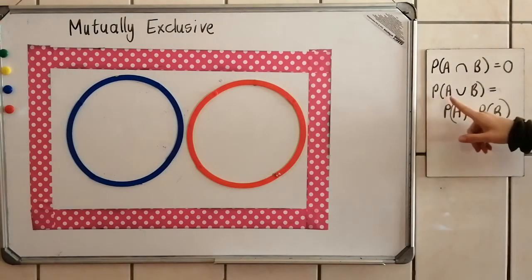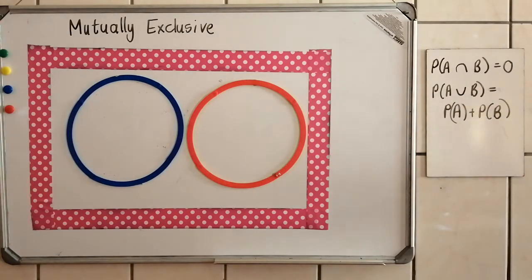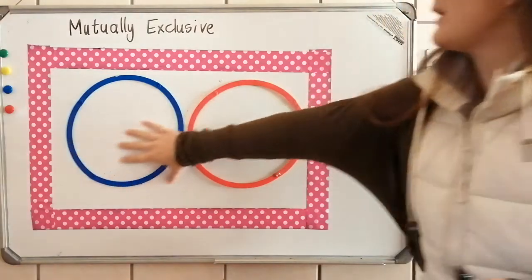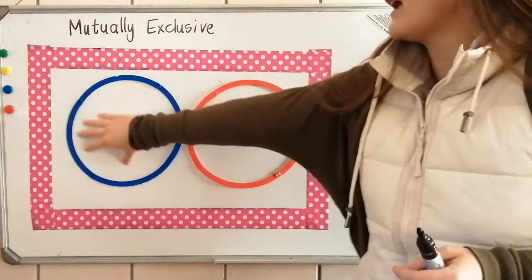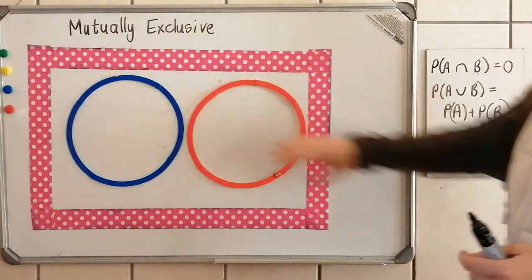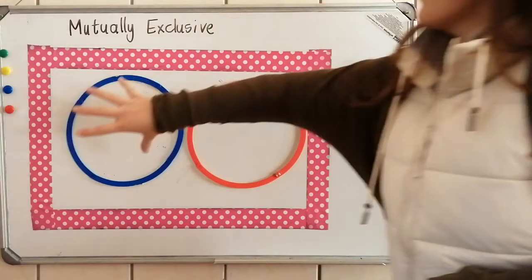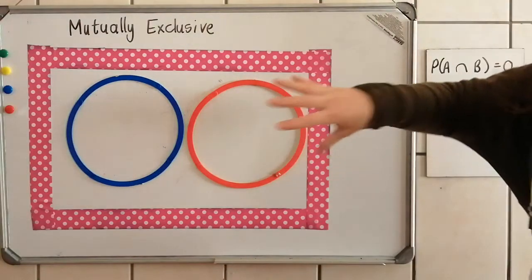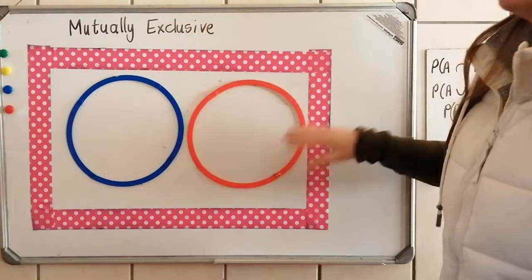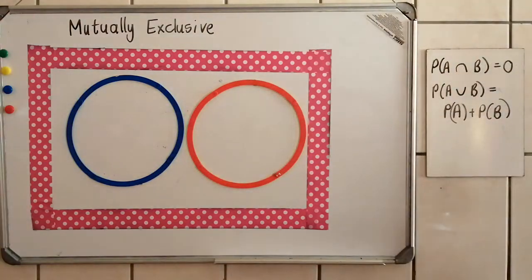And then the probability of A or B, meaning a union, is everything in total. So the whole of A plus the whole of B. And this time, unlike yesterday, we don't have to subtract an intersection because there is no intersection. So it won't be counting something double. So it's just the probability of A and the probability of B together give you the union. And this is mutually exclusive.